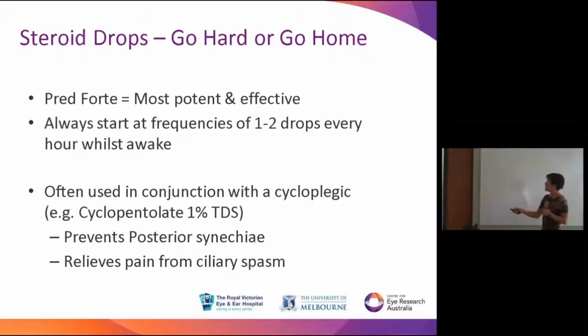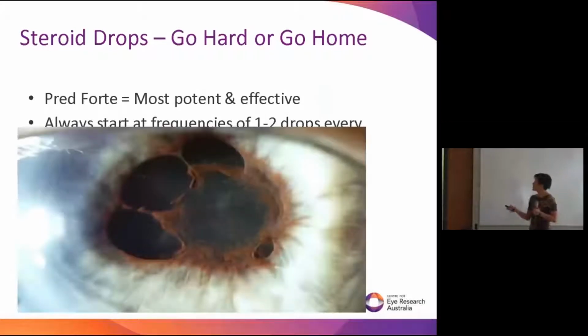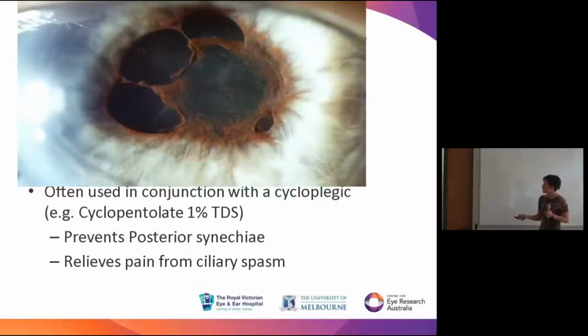Predfort is the most potent and effective eye drop that I've got here. I think it's similar here in Indonesia, but I'm happy to be corrected, okay? Always start at frequencies of one drop or 1 to 2 drops every hour by day. And if they happen to wake up in the middle of the night, they can put a drop in then too. A cycloplegic to really try and prevent posterior synechiae from occurring and to reduce some of that pain that the patients get from ciliary spasm. Okay, so hit them hard with the drops.